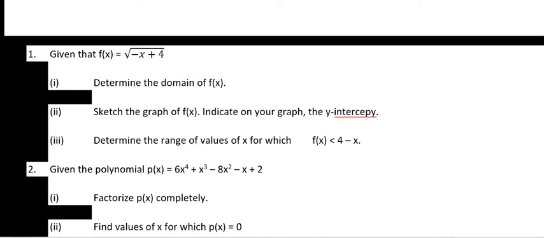The first question is saying, given that f of x is equal to the square root of negative x plus 4, determine the domain of f of x and then sketch the graph of that. Okay, so let me quickly not waste your time and go to the solution.